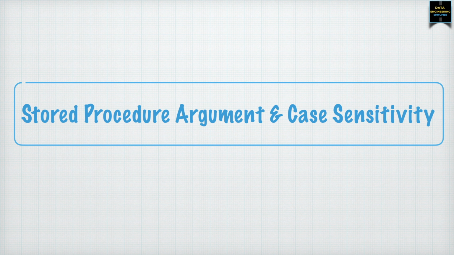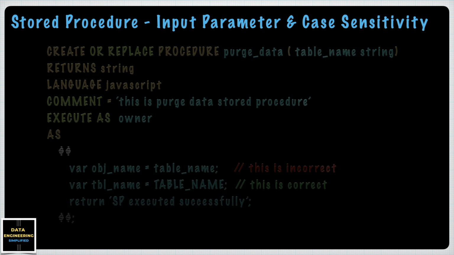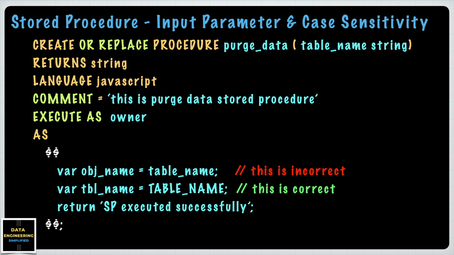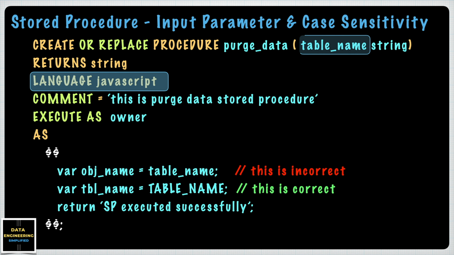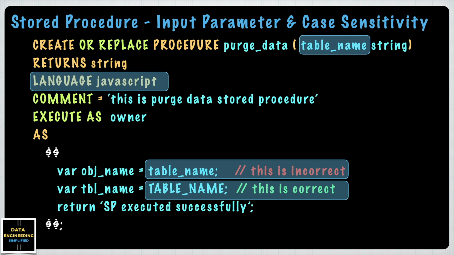Let's understand the input parameter or argument case sensitivity concept. If you are writing a stored procedure using Snowflake SQL scripting, the input parameters are case insensitive. But if you write a JavaScript stored procedure, then input parameters used in the SQL body must be used in uppercase. Else, your stored procedure will end up with an error. So, in this example, the input parameter or argument is table name, which is of string data type. If we assign this input parameter to a variable in lower case as it is shown here, then it will end up with an error. And we must use the input variable name in uppercase.